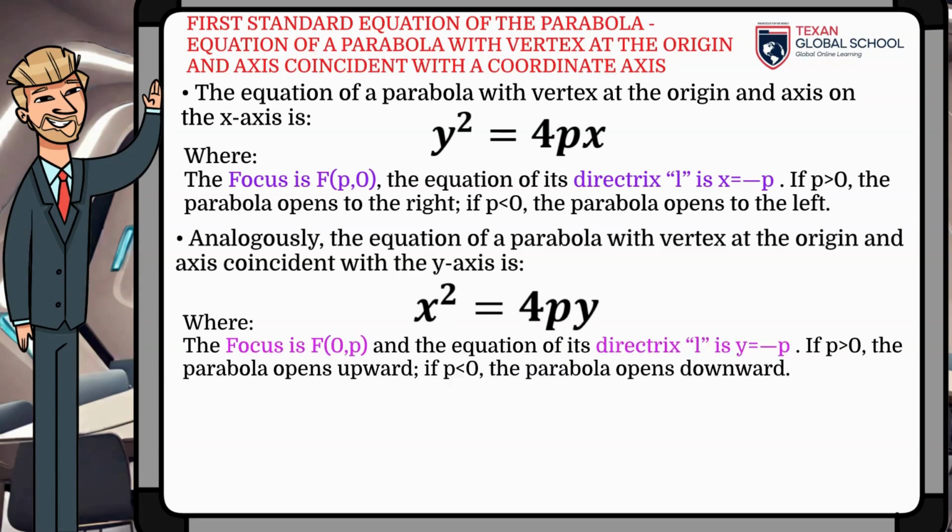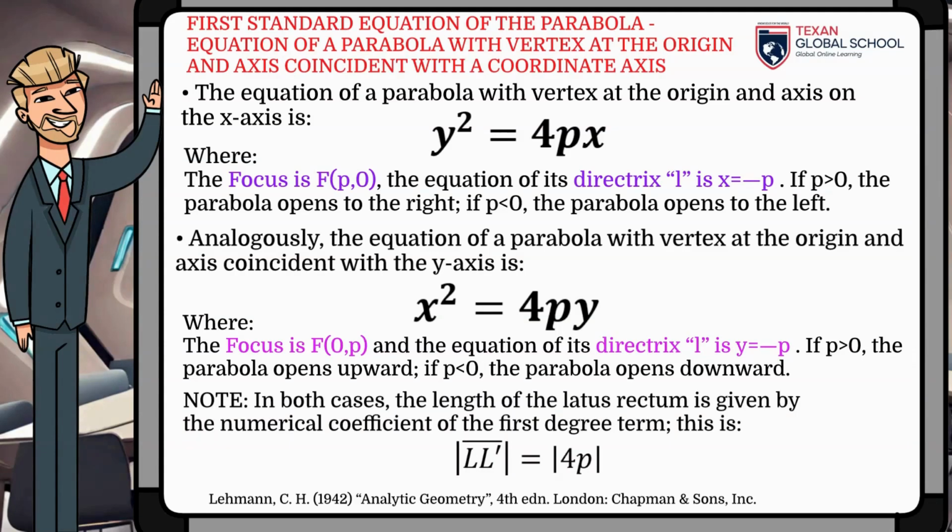Where the focus is the point F with coordinates 0, p, and the equation of its directrix is y equal to negative p. If p is greater than 0, the parabola opens upwards, and if it is less than 0, the parabola opens downwards. In both cases, the length of the latus rectum is the numerical coefficient of the first degree term, or 4 times p.